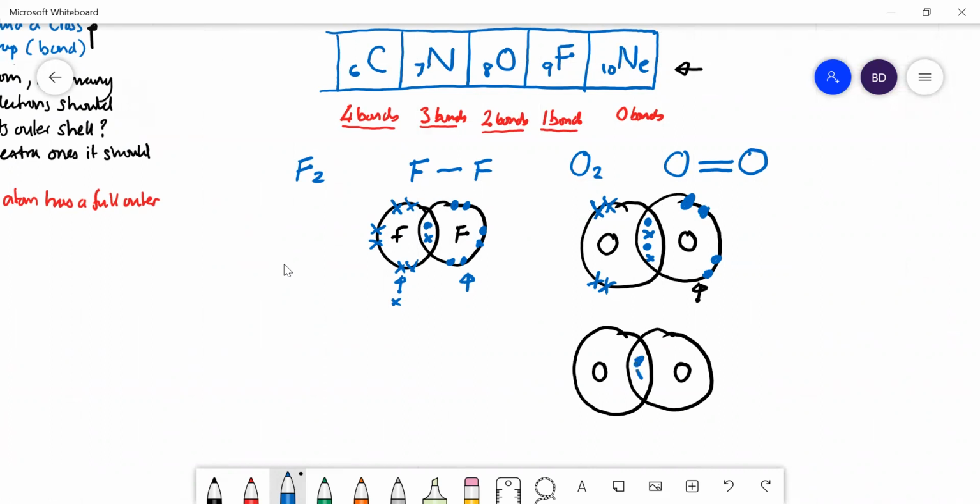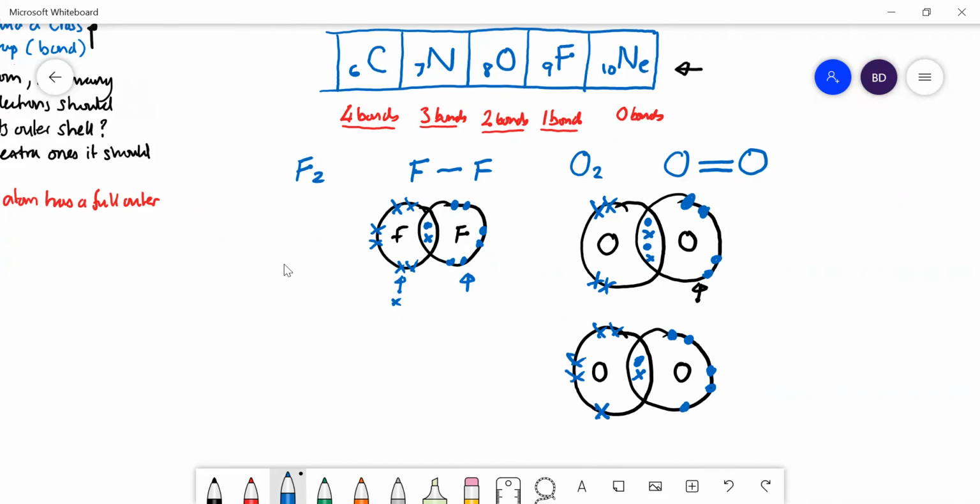Dot and a cross, and then step 2 in black says you've got to make sure they've got the right number of electrons. Each oxygen should have 6. I've only drawn 1 here, so I need to draw 5 more: 1, 2, 3, 4, and 5. And the same for this one: 1, 2, 3, 4, and 5.